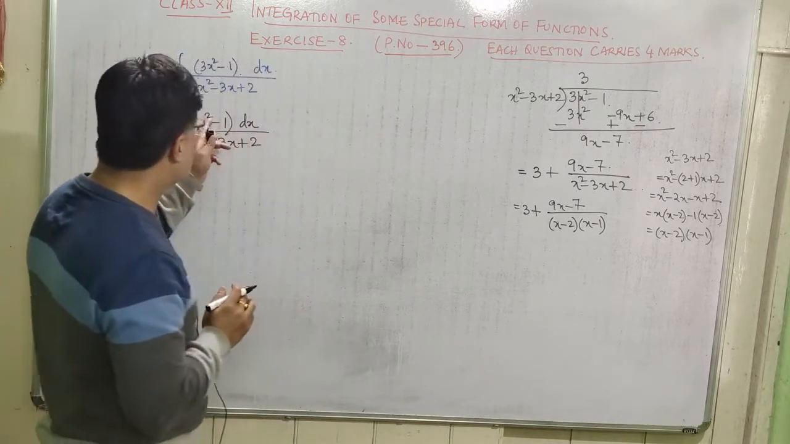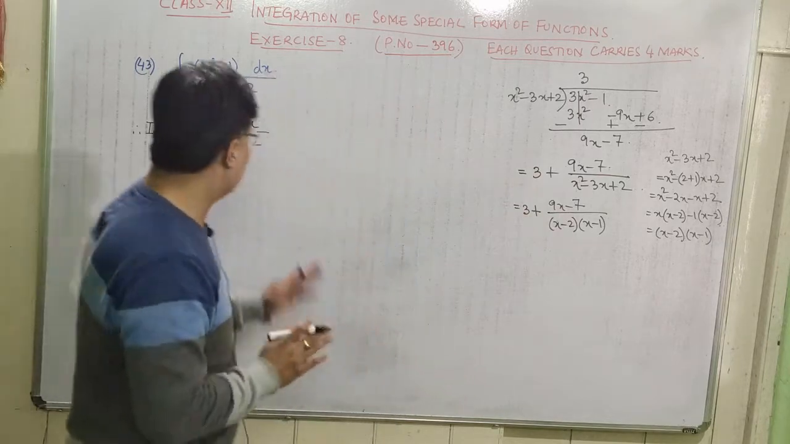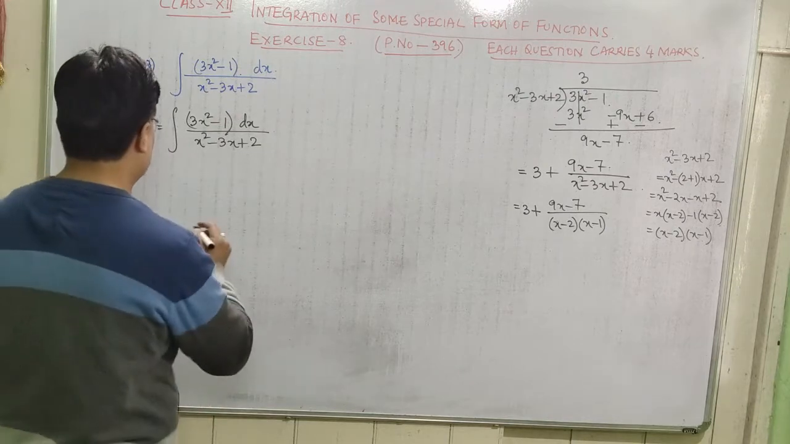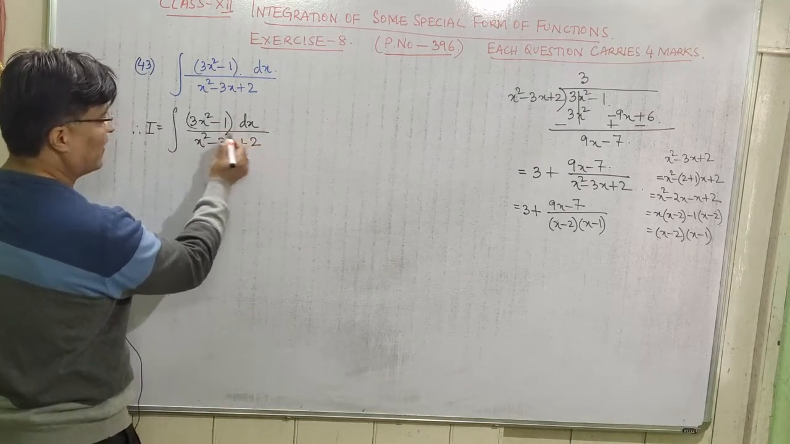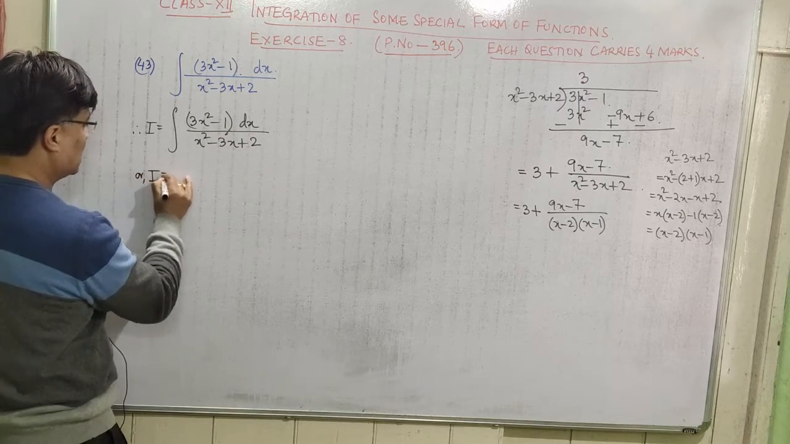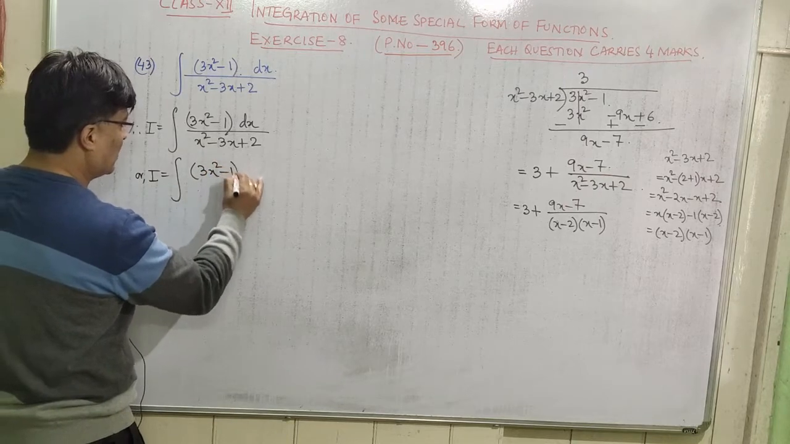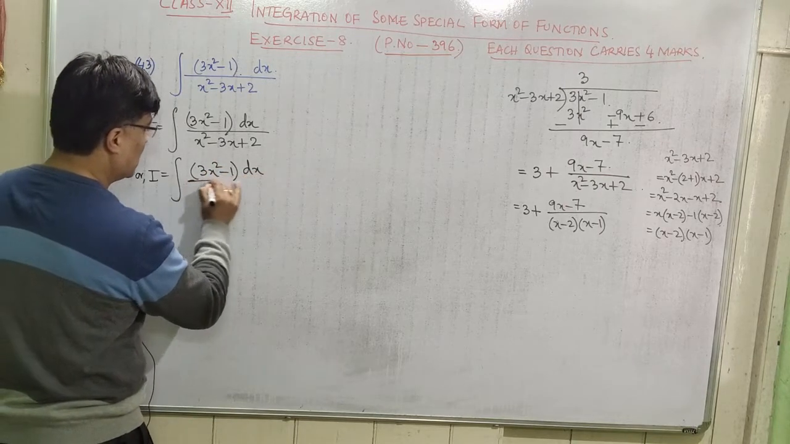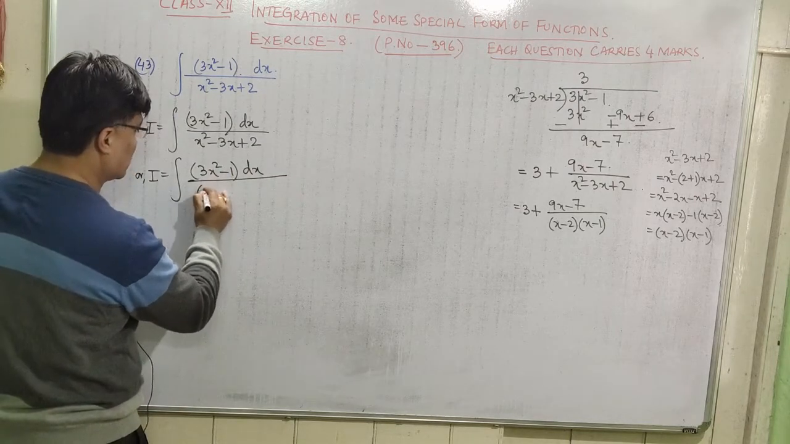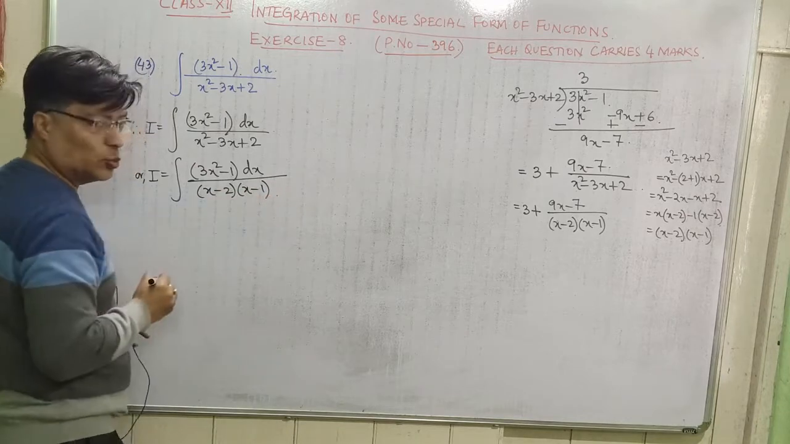So now instead of this fraction, you don't have to write this one directly. You can convert this fraction into partial fractions. So the method is, let us write down the factors of this expression. I is equal to the integration of (3x square minus 1) dx divided by, what is x square minus 3x plus 2? It is (x minus 2) into (x minus 1). This is (x minus 2) into (x minus 1).